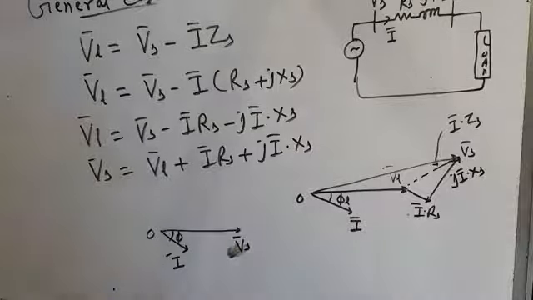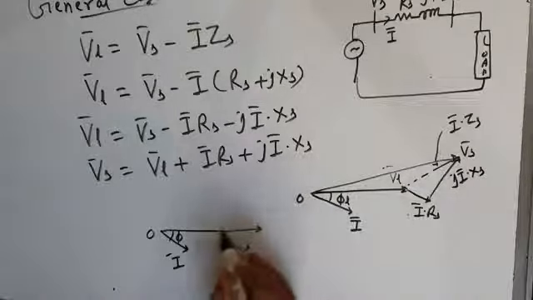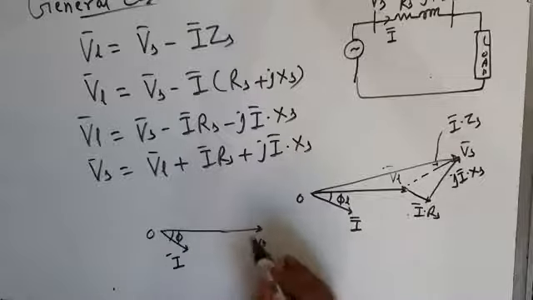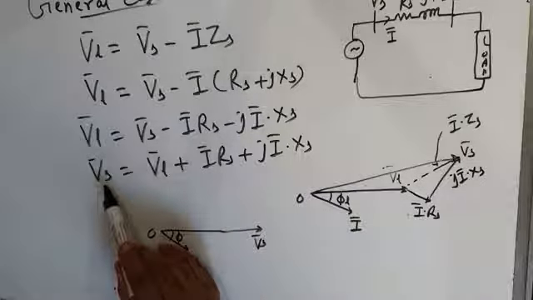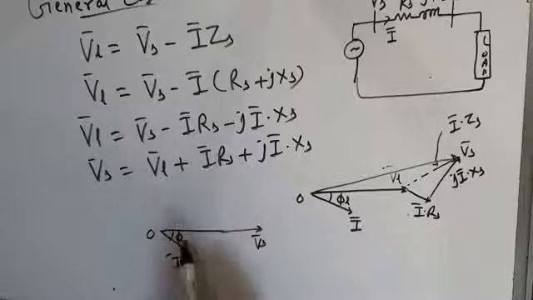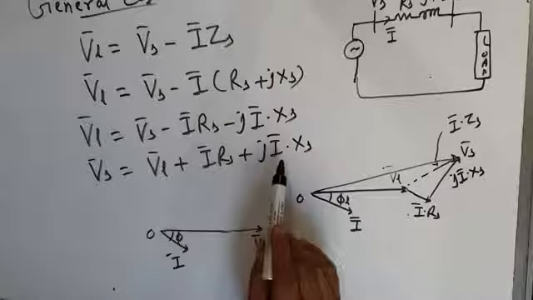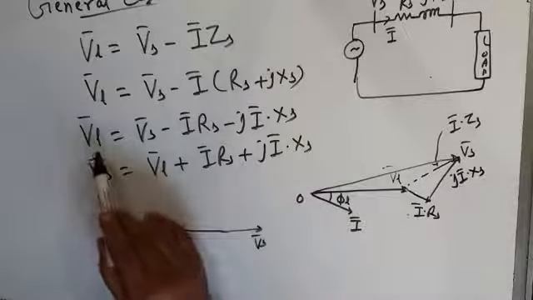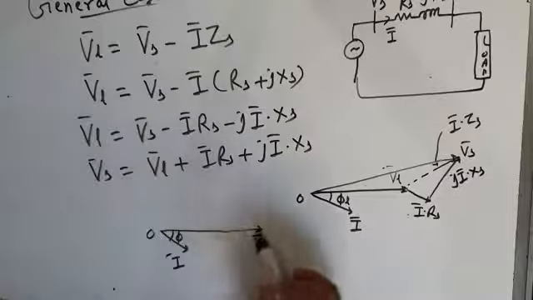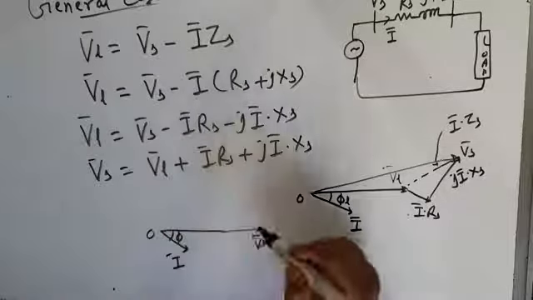Let me take a slightly longer phasor. This is source voltage vector Vs. Now what is source voltage equal to? That is equal to load voltage plus this drop plus this drop, or load voltage is equal to source voltage minus resistive voltage drop.